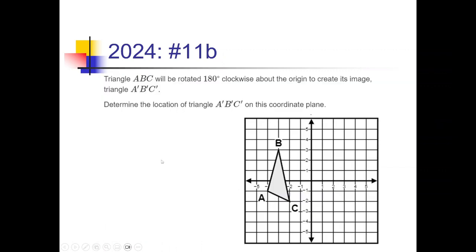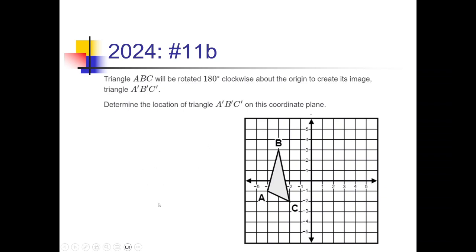For part B of this question, they're telling us that ABC is going to be rotated 180 degrees clockwise around the origin to create A prime, B prime, C prime. They just want us to draw that on this coordinate plane. And on the actual MCAS, they gave you like 4 different choices to draw it out. The key here is realizing that a 180-degree rotation, whether clockwise or counterclockwise, is the same thing, it simply changes the sign of x and y.